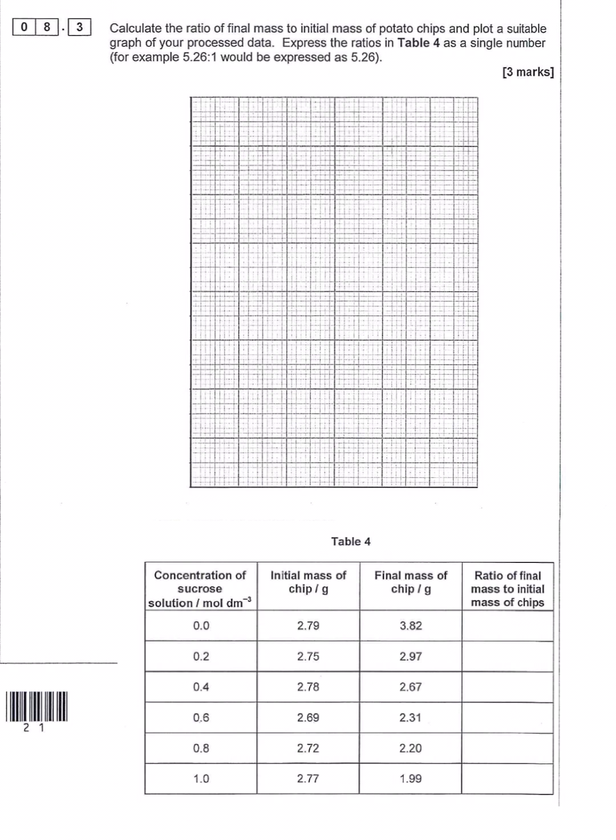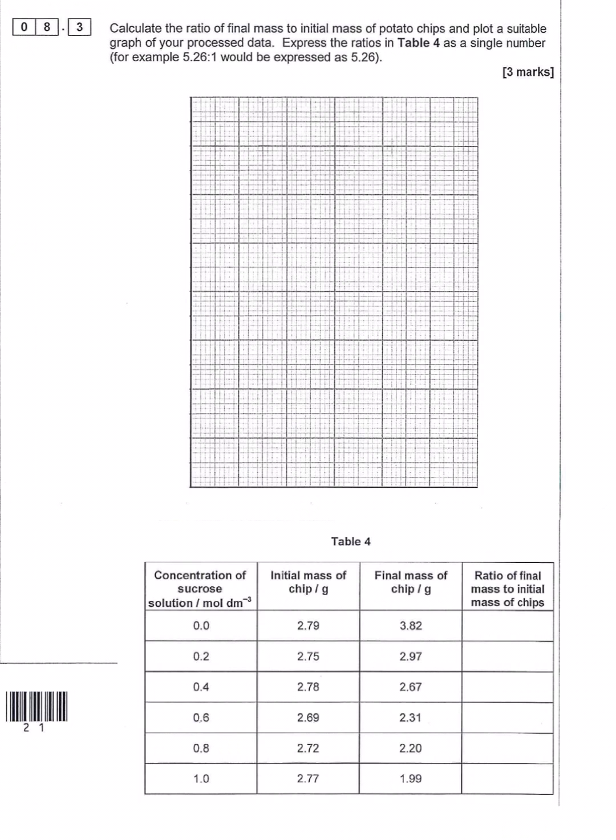For the next part of the question, we're asked to use the student's raw data to calculate the ratio of final mass to initial mass of potato chips and plot a suitable graph of our processed data. So processed data is just using the raw data and performing some sort of a calculation. And we're asked to express the ratios as a single number.